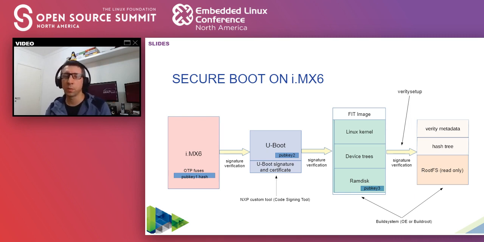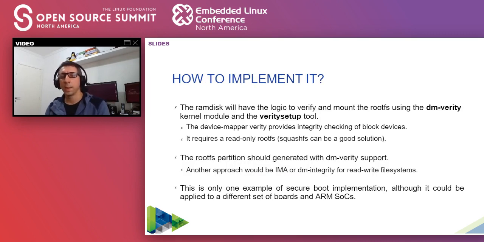And the next step: when the kernel boots the RAM disk, the init from the RAM disk is going to be responsible for checking the signature of the root file system. For that, we have some options. It depends on whether you are using a read-only root file system or a read-write root file system. In the case of a read-only root file system, the option to validate its integrity is using a device mapper module in the kernel called dm-verity. That's, for example, the way that Android works. And if we are using a read-write root file system, we have two other options, at least that I know of, called IMA and dm-integrity.